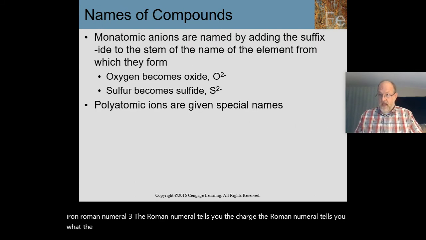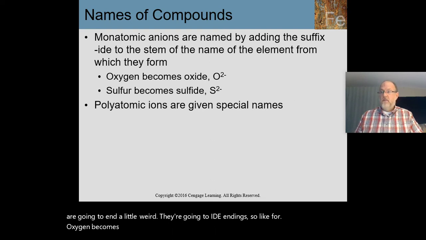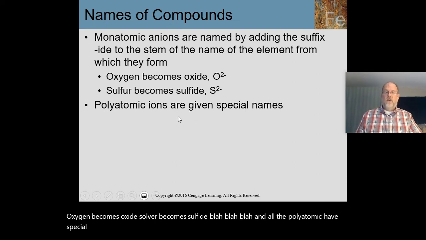For the monatomic anions, again, you're going to have some choices. Those are going to end a little weird. They're going to have IDE endings. So like oxygen becomes oxide, sulfur becomes sulfide, and so on. And all the polyatomics have special names, but you have a chart that's going to help you figure that out.